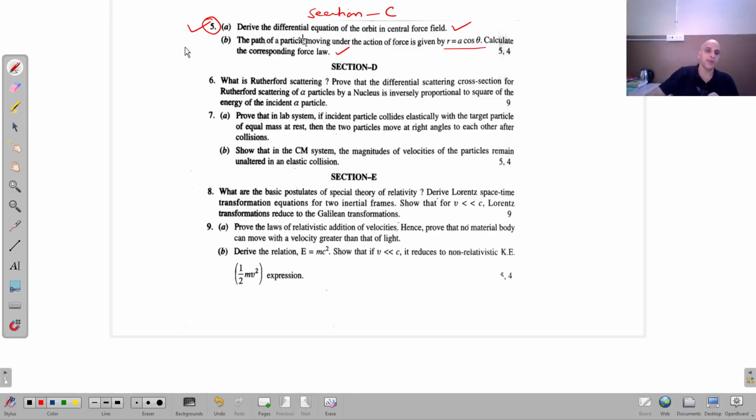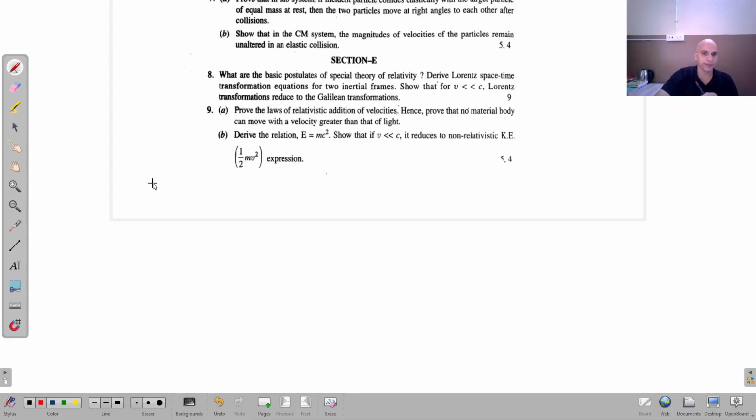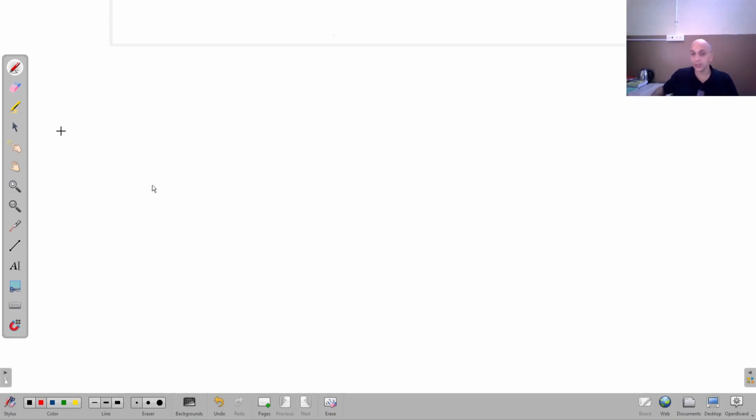So for that, we have to recall the equation. I am solving question number 5 part A. To solve this question, first of all, we have to recall the equation of motion of a body under central force field. This was the article, and in that article we have derived the expression for the equation of motion under central force field by taking into consideration the plane polar coordinate system. And when we solved the equation, we found two equations.